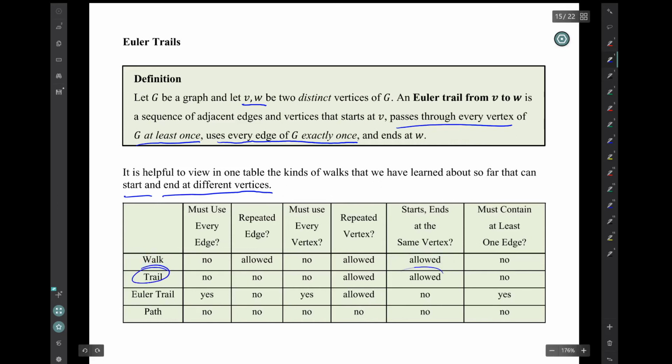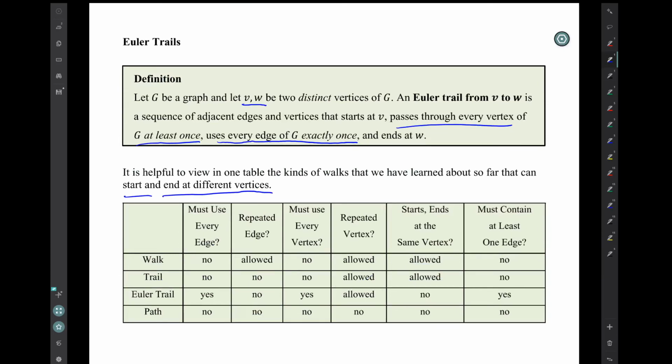Now the same thing goes for a trail. A trail can start and end at the same vertex, but it could start and end at different vertices. But with trails, repeated edges are not allowed. That's a difference between a trail and a walk. But trails don't have to use every vertex, and neither do walks. And trails don't have to use every edge. Repeated vertices are allowed in walks and trails. But walks and trails don't have to have any edges at all.